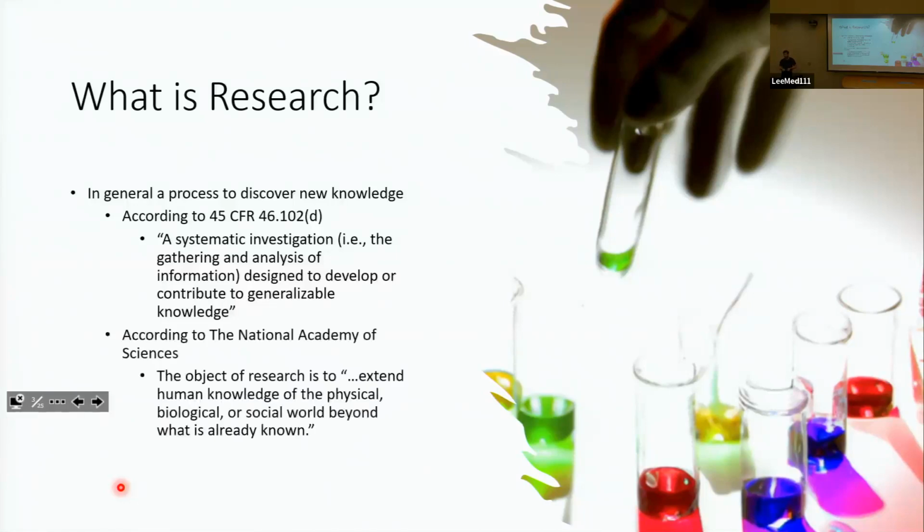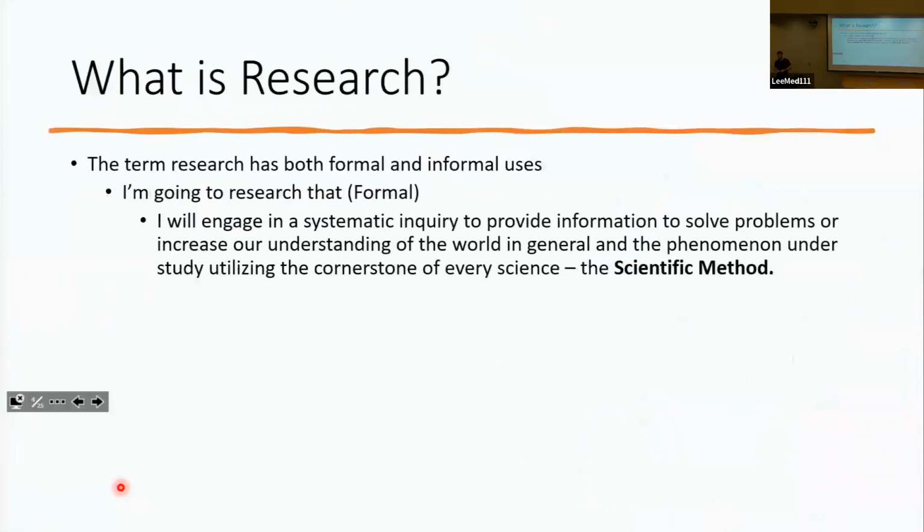If we don't want to take 45 CFR 46.102D's definition, we can also look to the National Academy of Sciences, and they define research as the objective of research is to extend human knowledge of the physical, biological, or social world beyond what is already known. So that's sort of a formal definition of research.